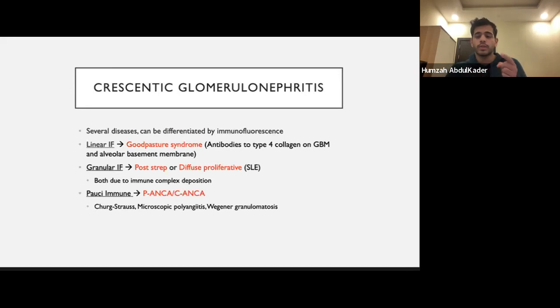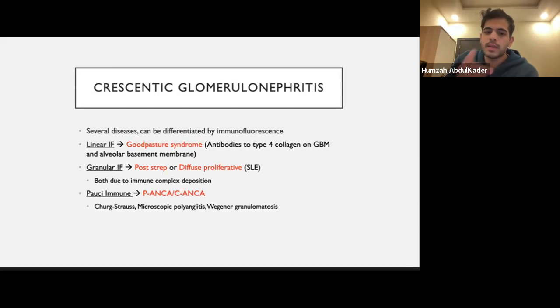For linear immunofluorescence, your immediate thought is Goodpasture syndrome. That's because you get antibodies to the basement membrane. And because it's antibodies to the basement membrane, it goes to every single area, so it's just linear. You'll see a green line.